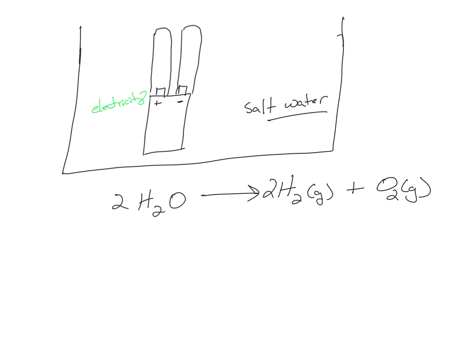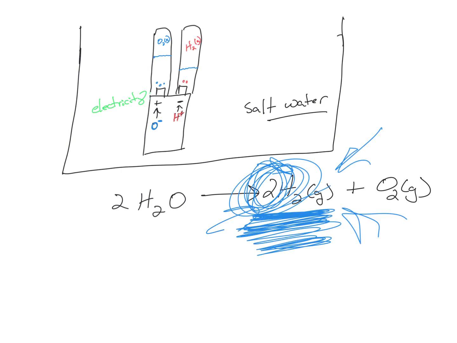Oxygen, before it's bonded, has a negative charge, so it's going to be attracted over here to the positive. So the oxygen is going to go here. O negative is going to go here. The hydrogen is going to have a positive charge, so it's going to go towards the negative. It's going to go over here. So as the gas is made, what happens to the water? The bubbles are made. That's a gas.